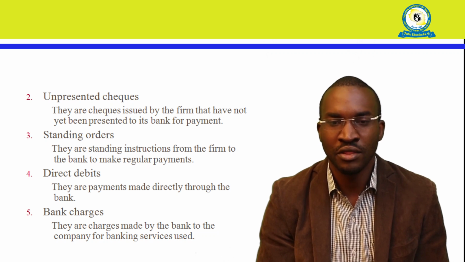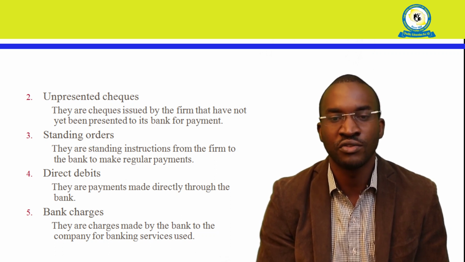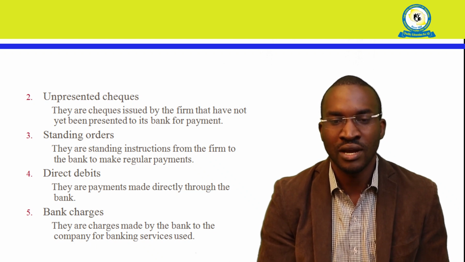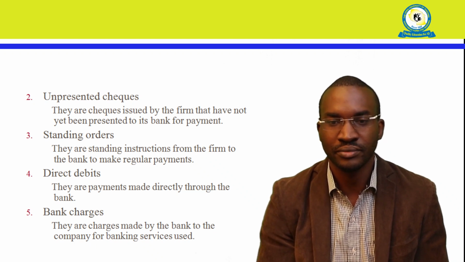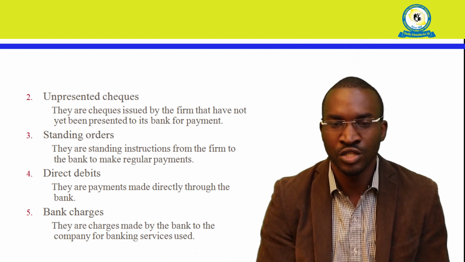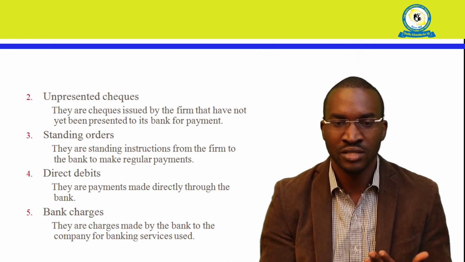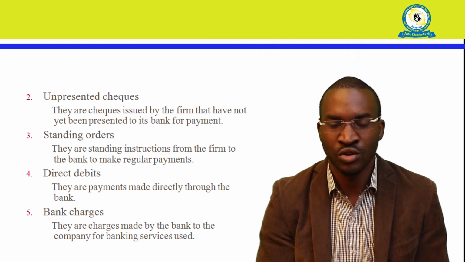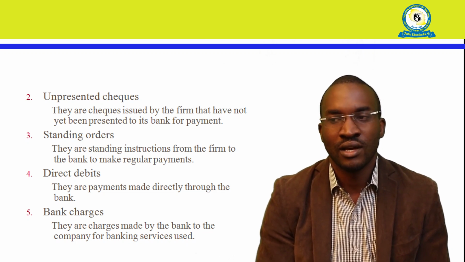Payment made direct through the bank. For example, you have your debtor, and then your debtor has paid you directly to your bank account without notifying you. So in your bank statement, you're going to have a balance which you have not recorded in your cash book. So you'll see the two statements are not going to agree.